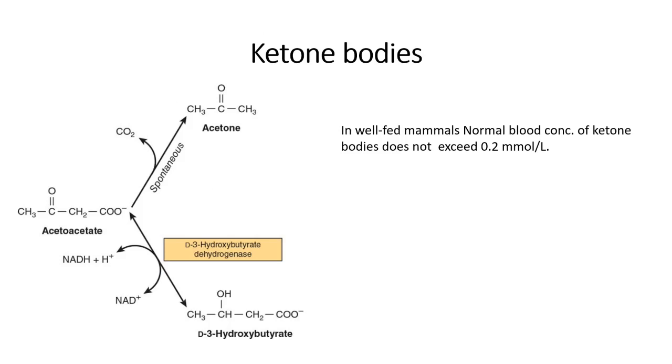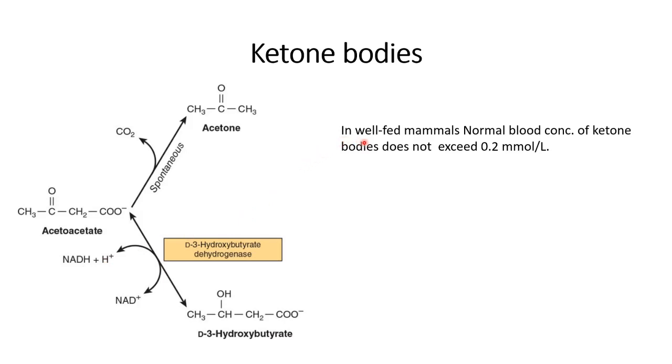Ketone bodies. We have three ketone bodies: acetoacetate, acetone, and beta-hydroxybutyrate. These are the three ketone bodies. Among these, acetoacetate is called the primary ketone body because it is synthesized first. Thereafter, this acetoacetate undergoes spontaneous decarboxylation to produce acetone. And this acetone is a volatile gas, so it comes out through the lungs. And this acetoacetate can undergo a dehydrogenase reaction by the enzyme 3-hydroxybutyrate dehydrogenase. So it can be reduced to D-3-hydroxybutyrate, and the coenzyme used is NADH.